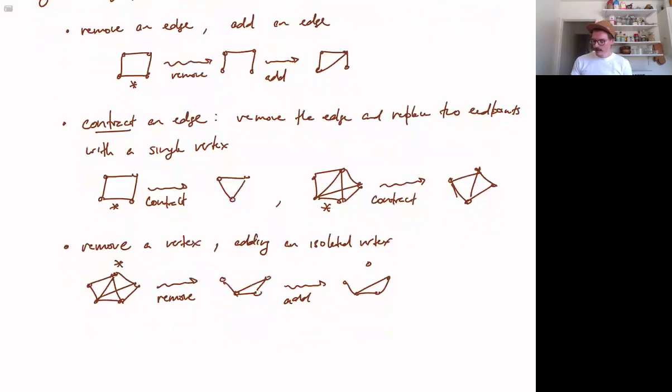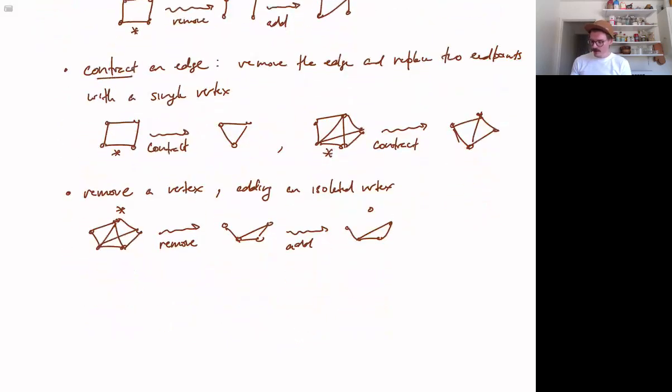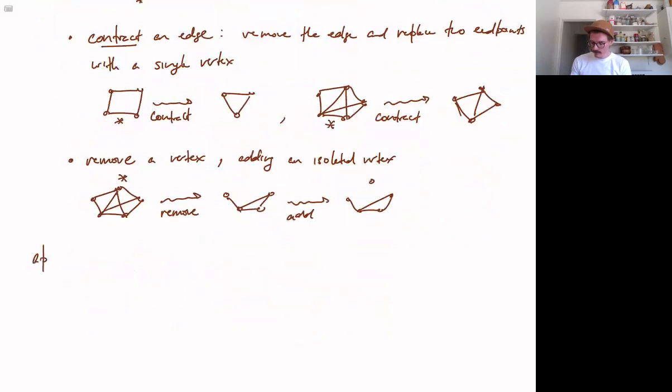So let's see an application of these ideas, which is Euler's formula. So Euler's formula is a formula about planar graphs. So first, we need to define what planar means.